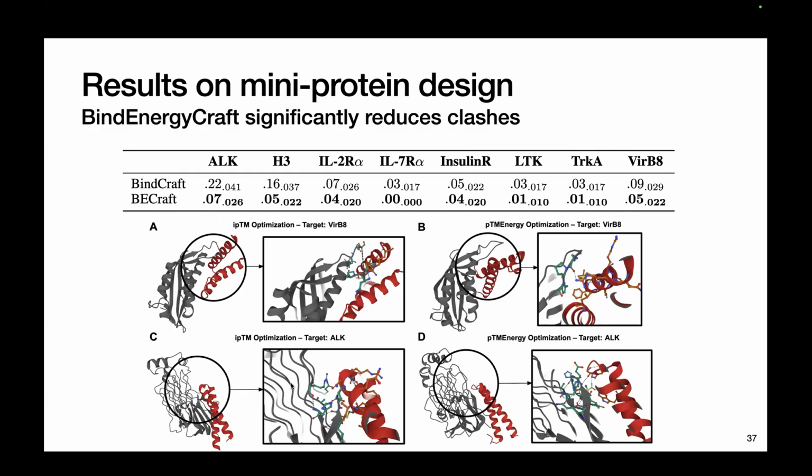We also found that BindEnergyCraft, operating on a better energy-based score, reduces the clashes between the designs and between the binder and the target. Comparing to BindCraft, you can see a much smaller number of clashes across all 8 targets. This shows that driven by this statistical energy, it helps the model generate better, more biophysically feasible designs.